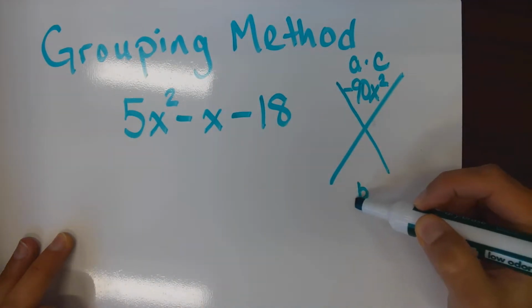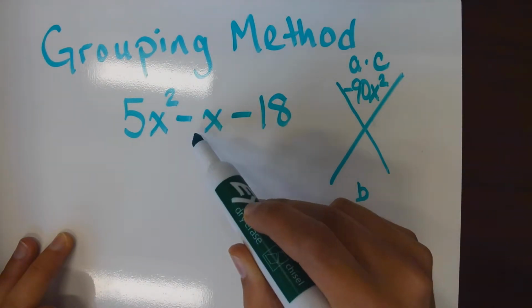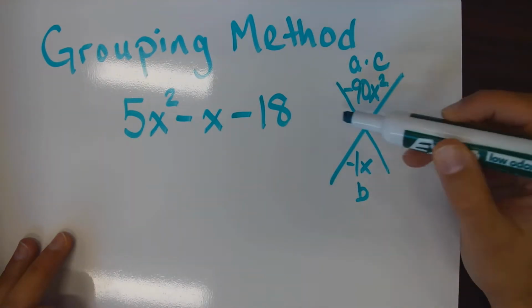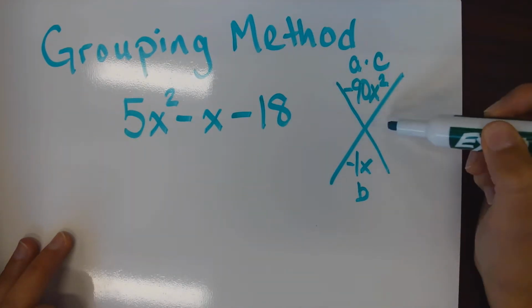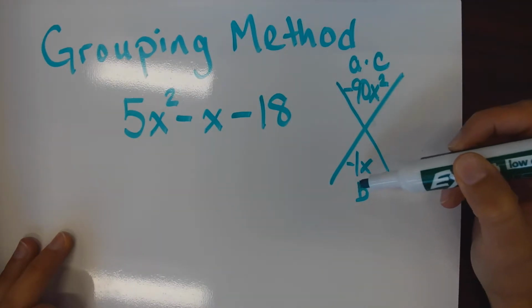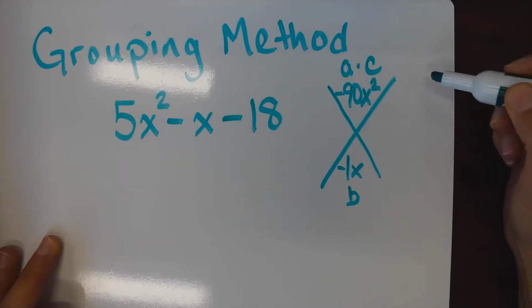At the bottom, I'm going to put the b value. So the b value, this has a negative 1 in front of it, so it's negative 1x. And I'm thinking of two numbers that would multiply to give me the top and that would add to give me the bottom. So for negative 90, if you have troubles thinking of different factors, you can make a little list.